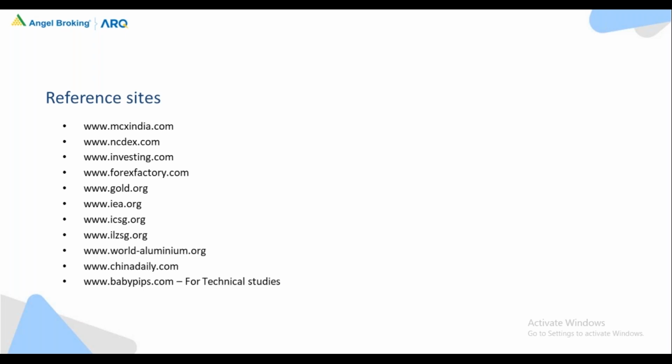And these are some of the sites. If you want to learn more about commodities, it can be commodity specific. For instance, if you want to learn more about zinc, you can go to ilsg.org. If you want to learn more about technical studies, you can go to www.babypips.com. Similarly, depending on your area of interest, you can visit all the sites and increase your understanding of commodities.